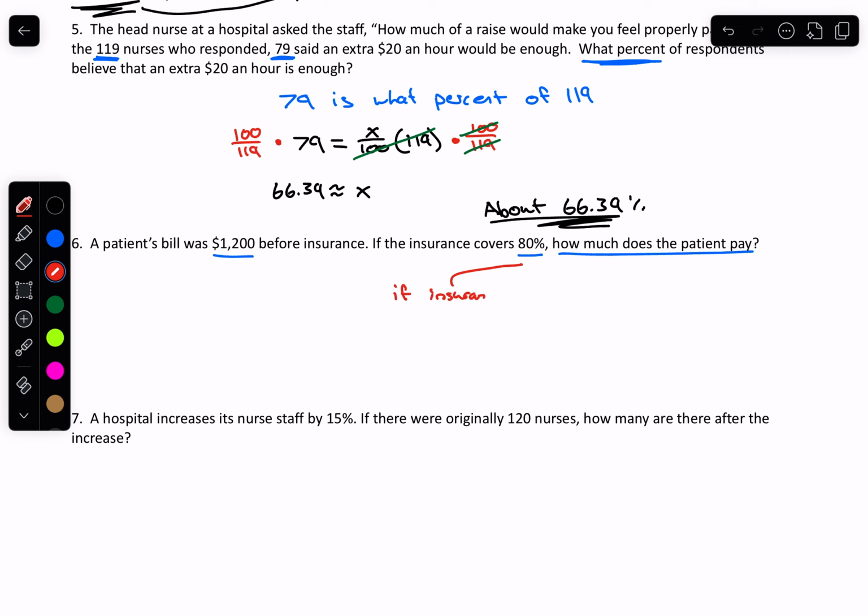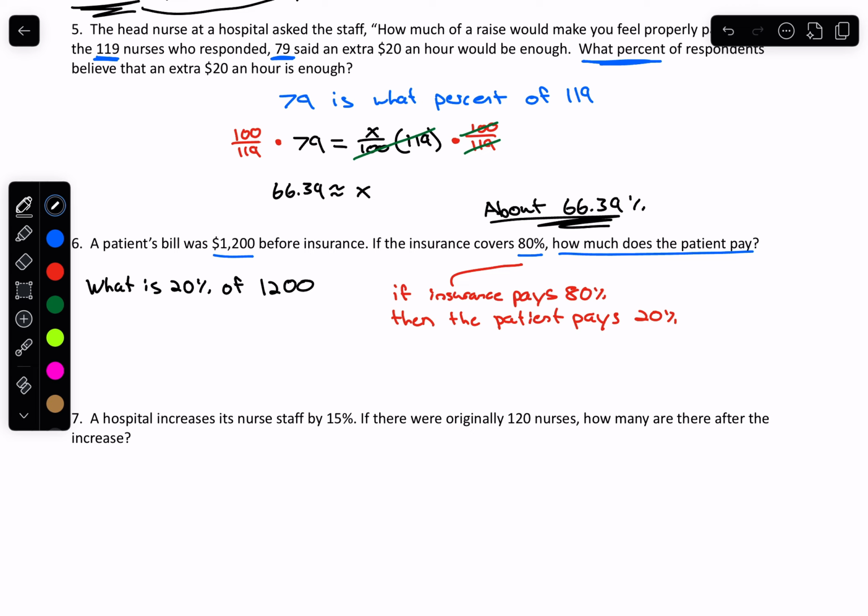Okay, so if insurance pays 80%, then the patient pays the remaining 20%. Okay? Because altogether, we have to pay 100% of the bill. So if insurance pays 80%, then the patient is going to have to pay 20%. So we are now trying to answer the question, what is 20% of $1,200?